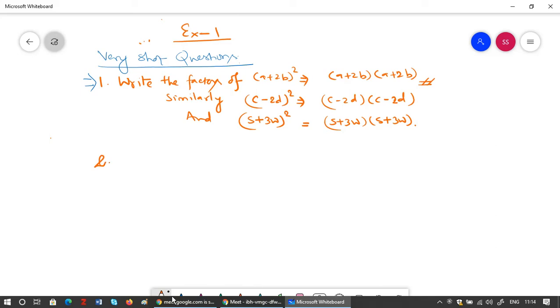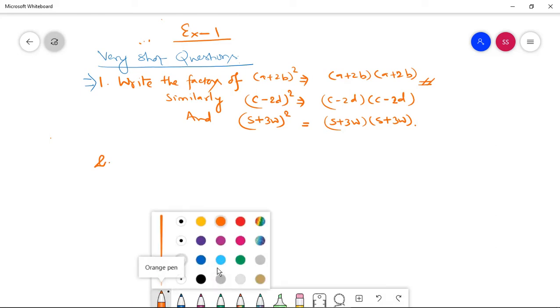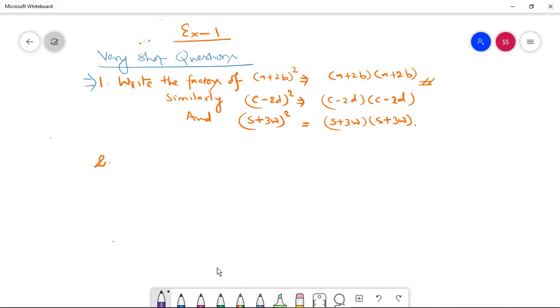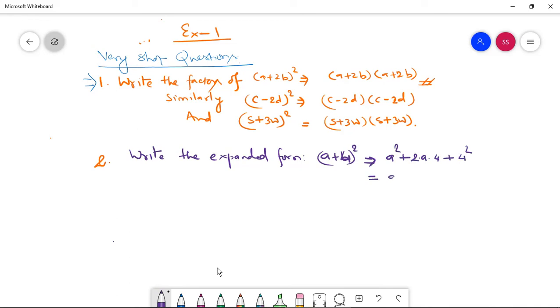Moving to question number 2. Write the expanded form of (a plus 4) whole square. You know the expanded form is just using the formula. You can write a square plus 2 times a times 4 plus 4 square, equal to a square plus 8a plus 16. This is the expanded form.